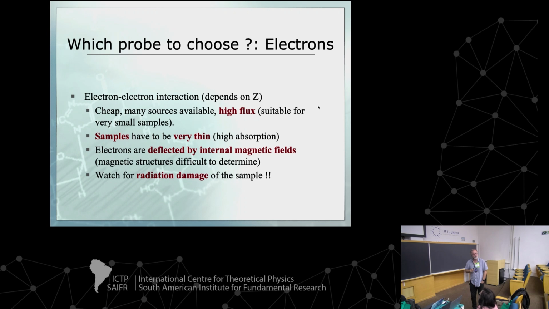Watch for radiation damage, because when you use electrons, it's very easy. I had a friend that used to do electron microscopy, and you could see the electrons melt the sample. So you have to be very quick to do your measurements because you end up destroying the samples. So normally electron diffraction for many materials is a destructive technique, unless you have materials that have a very high melting temperature.